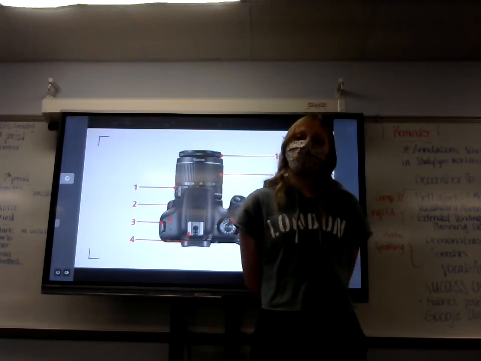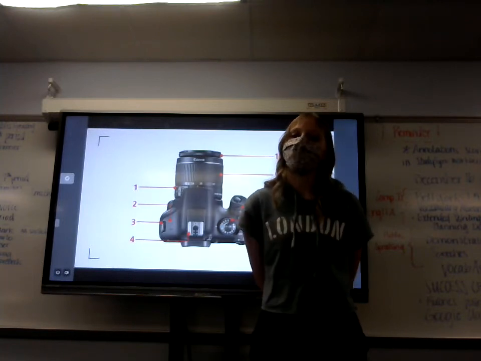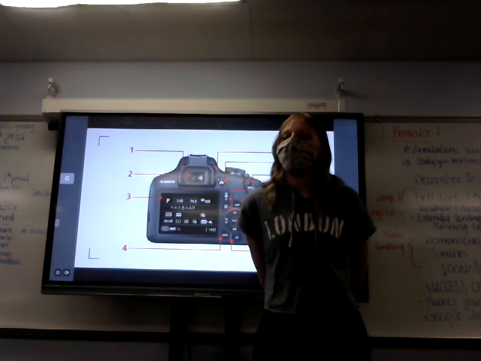Number 9 is the zoom lens, and number 10 is the lens cap. On this photo of the Rebel T7, there is no focus lens, but if there was, it would be next to the zoom lens. This next photo will show the backside of the camera.